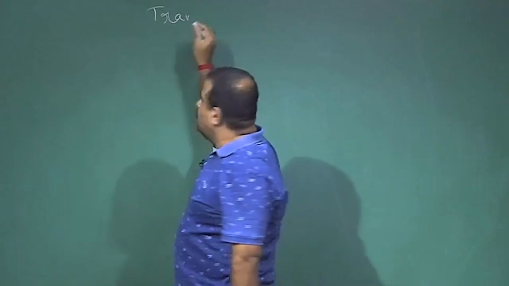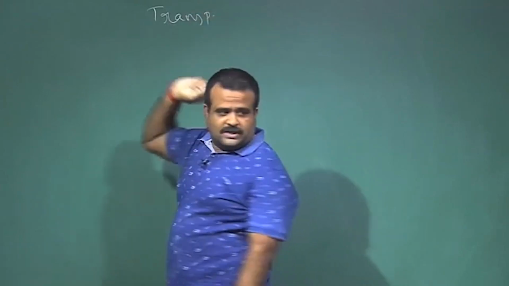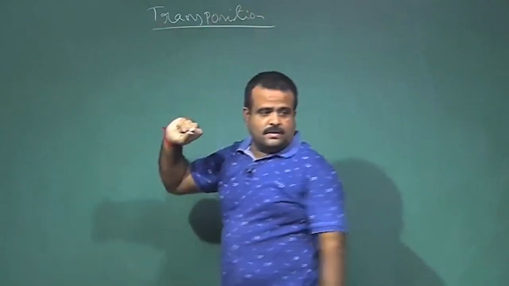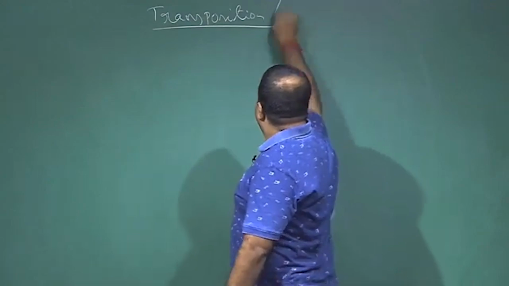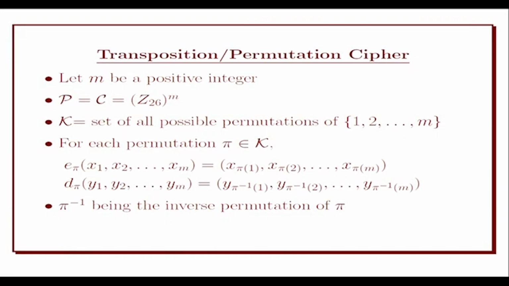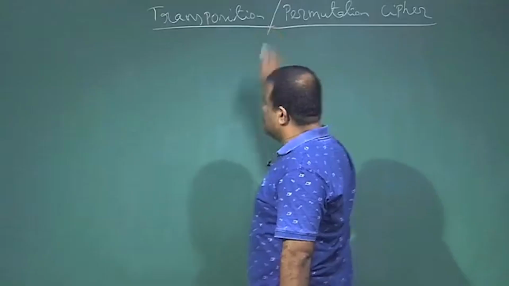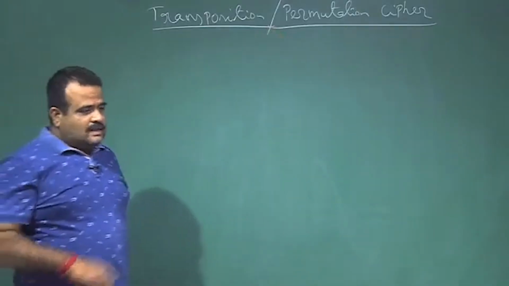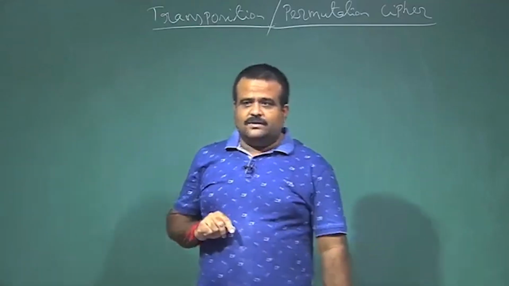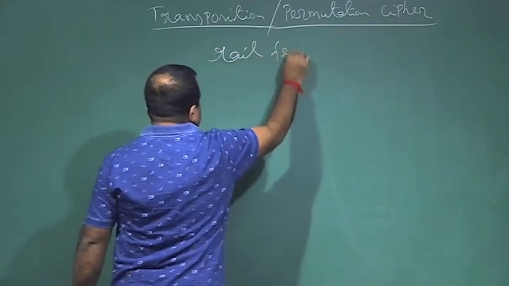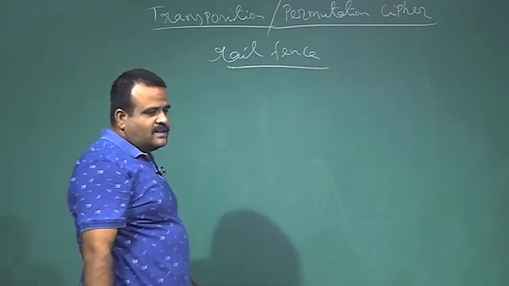This is also called the permutation cipher, so transposition or permutation cipher. So far we have seen the substitution method. Now, this is coming from the transposition technique, which is basically the rail fence technique. So, what is the rail fence technique?